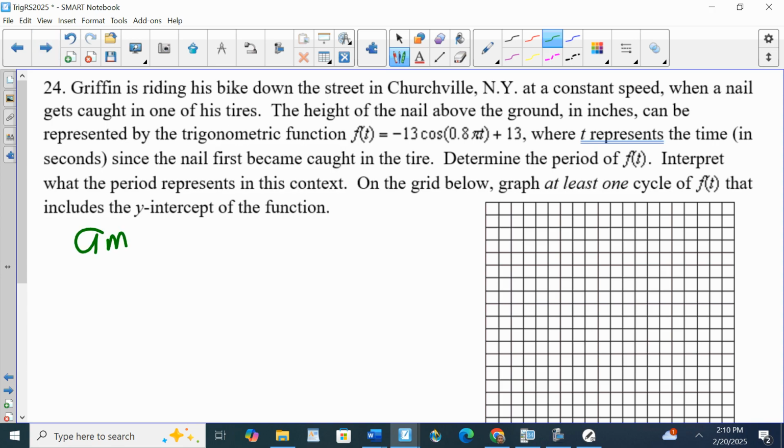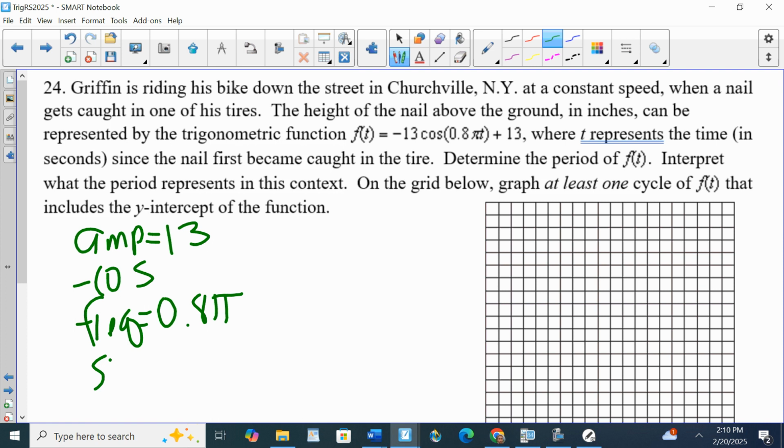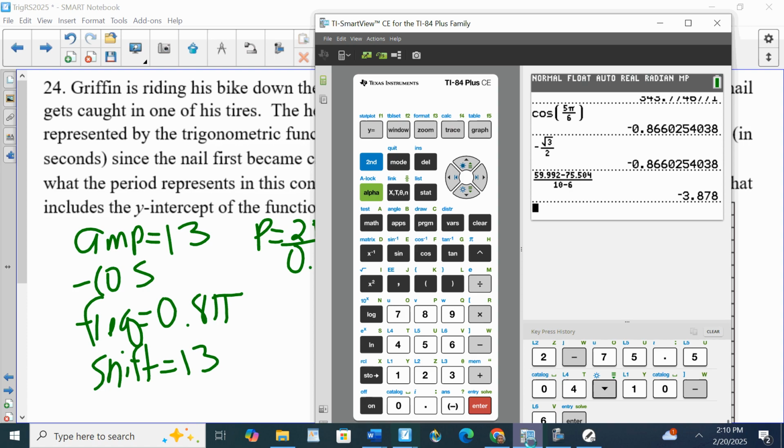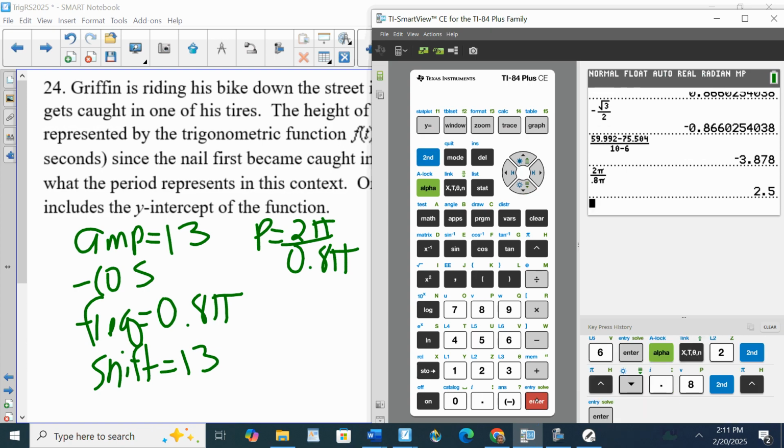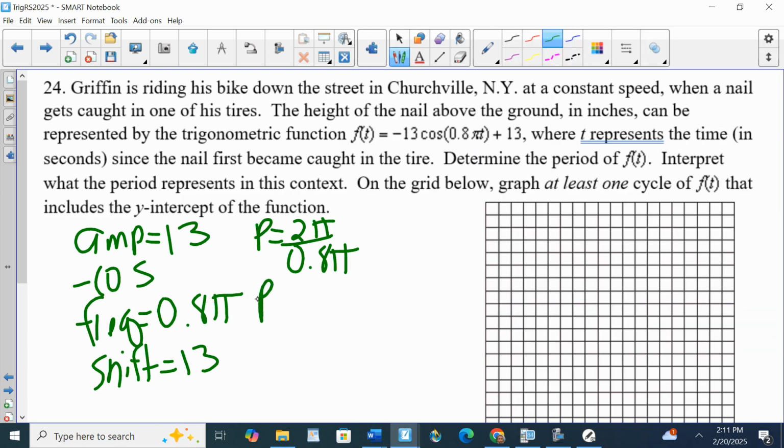Amp, sine, freak, x, shift. Amp is 13. Negative cosine. Freak is 0.8 pi. Shift is 13. Period is 2 pi over the freak. You can use a calculator for this one. No fraction. We get 2 pi over 0.8 pi. I know that the pi's are going to cancel, but the calculator will do it for me. P is 2.5.